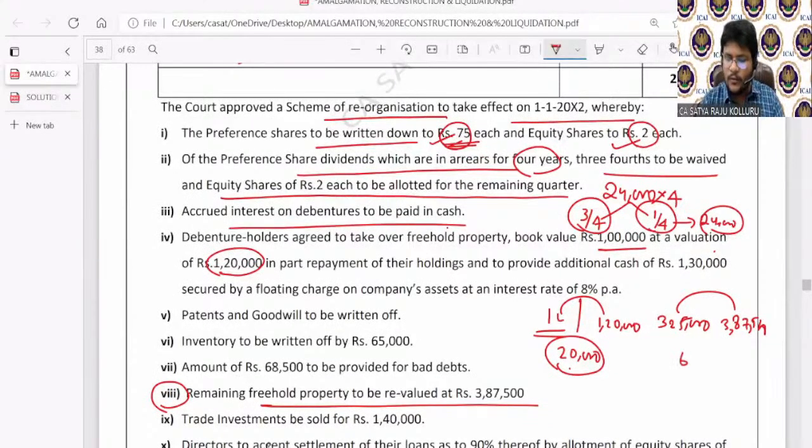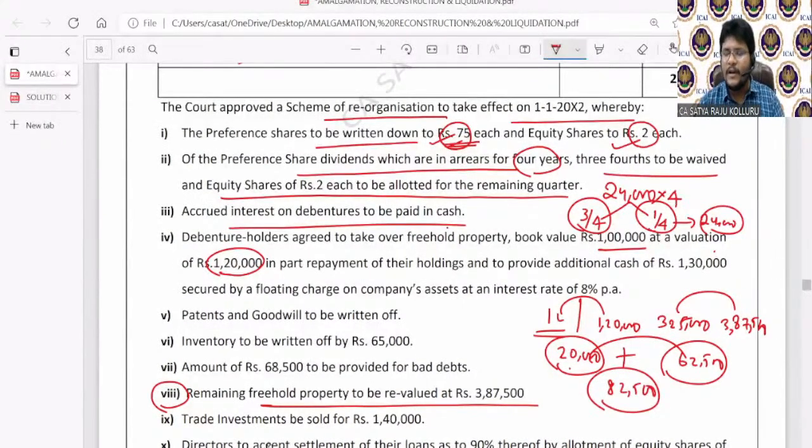So we get 62,500 revaluation profit from this. So the total revaluation profit is 82,500. Now the simple journal entry is you need to increase the freehold property account, to reconstruction account 82,500. After passing such a journal entry, the freehold property is shown in your books of account. Some portion is 1,20,000 and the other portion is 3,87,500.